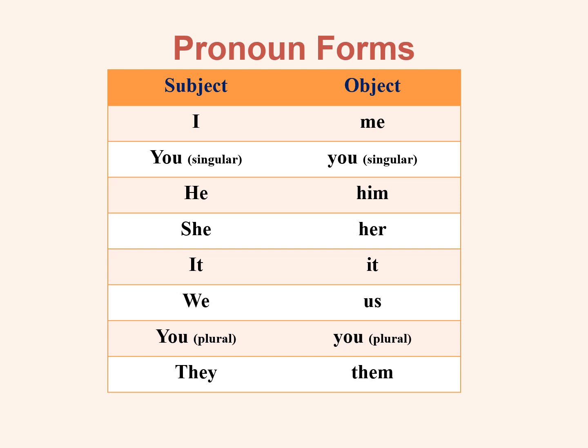When they are used as the subject of a sentence or clause, they have the forms on the left: I, you, he, she, it, we, you, they. When they are used as the objects of verbs or when they come after prepositions, they have the forms on the right: me, you, him, her, it, us, you, them.